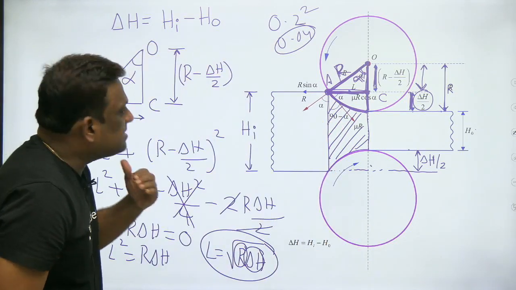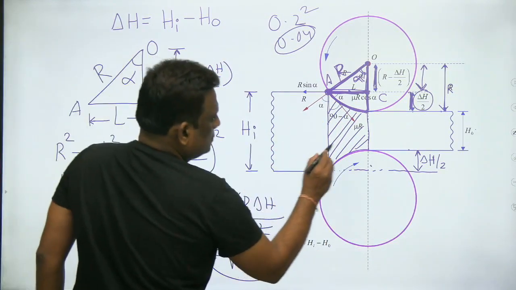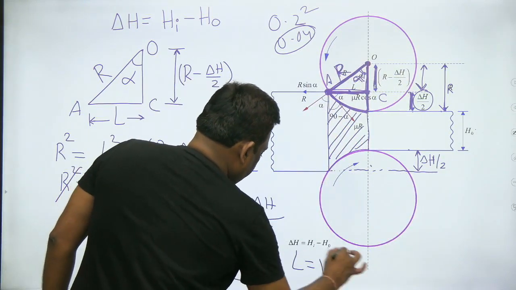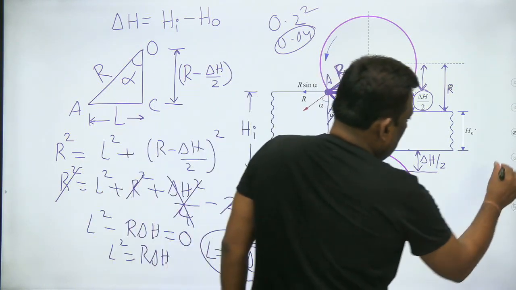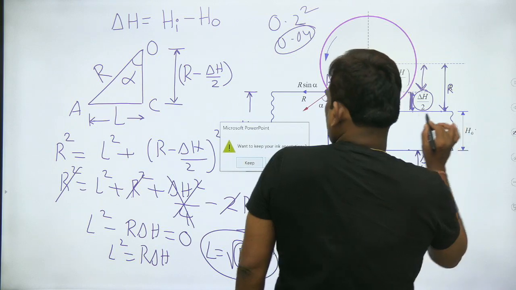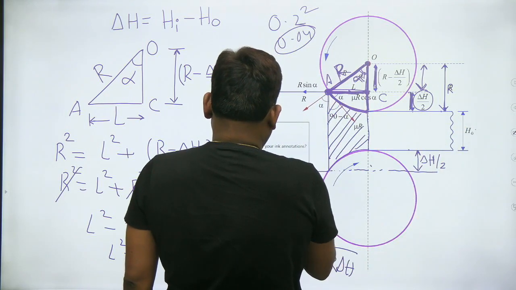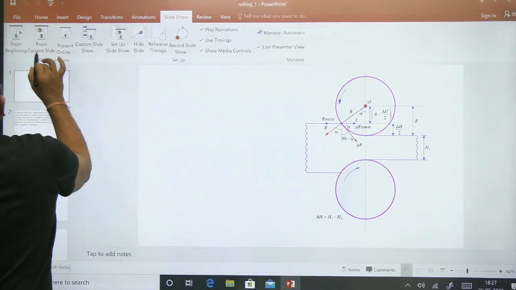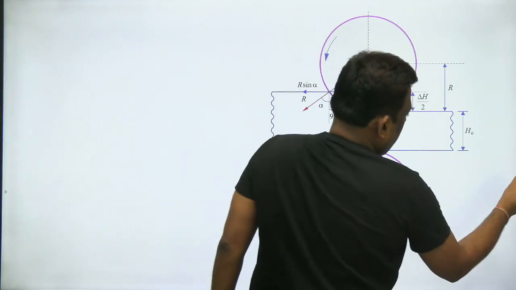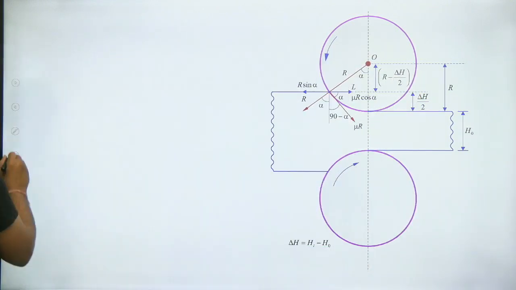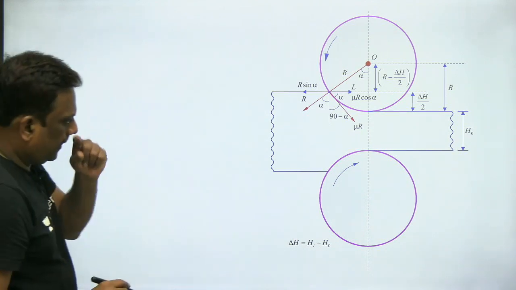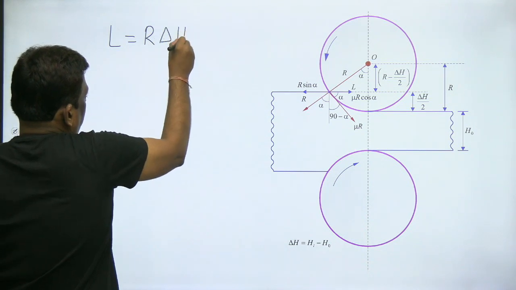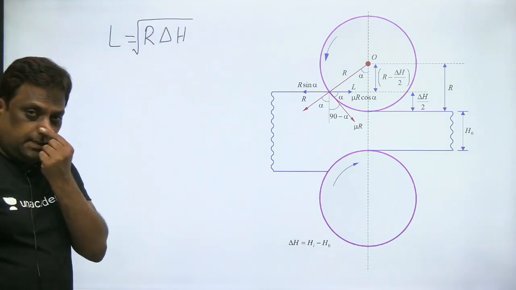Very good. Now please understand carefully. One second, let me remove all this. This is one of the important equations, that is L is equal to under root of R delta H. Okay, no problem at all. Right. Now try to understand clearly. L is equal to under root of R delta H, just now we have seen.